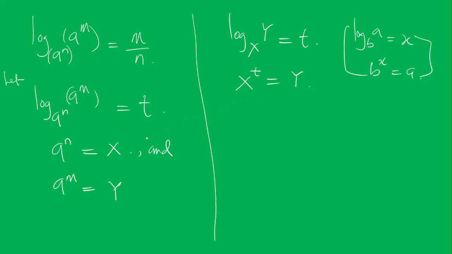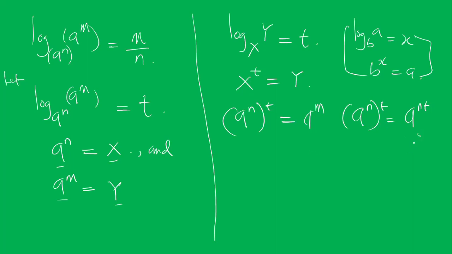Now, substituting the real values of x into this equation, you have a to the power n, which is x, all to the power t, is equal to a to the power m, which is your y. Now, according to the law of indices, a to the power n all to the power of t is the same thing as saying a to the power n times t.